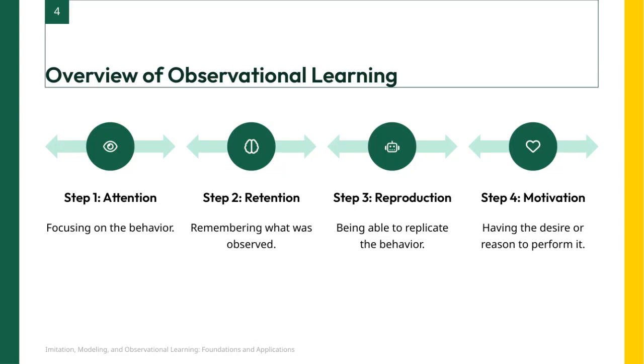Observational learning involves four essential steps that help us acquire new behaviors by watching others. The first step is attention, where we need to focus closely on the behavior being demonstrated. Without paying proper attention, we won't absorb the details. Next is retention, which means we have to remember what we observed clearly enough to use it later. Then comes reproduction, where we attempt to replicate the behavior ourselves, so it's important to have the ability and skills to do so. Finally, motivation plays a crucial role. Even if we've watched and remembered the behavior, we need a reason or desire to actually perform it. These four steps together explain how we learn effectively by observing others.